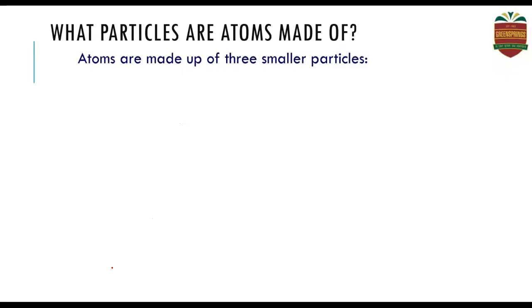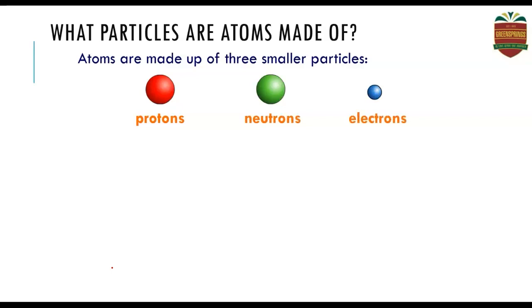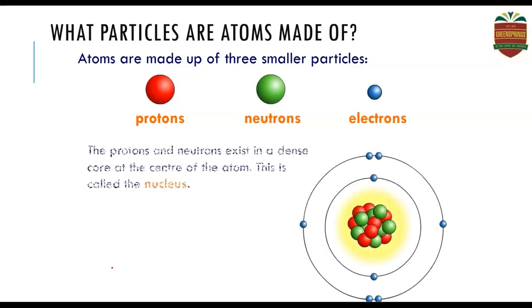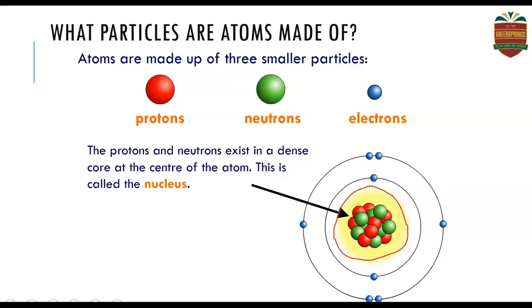What particles are atoms made of? Atoms are made up of three smaller particles. We have the protons, the neutrons, and the electrons. Protons and neutrons exist in the dense core at the center of the atom called the nucleus. So at this center, you have the nucleus. In the nucleus, you can see the color green represents neutron, while the color red represents proton.